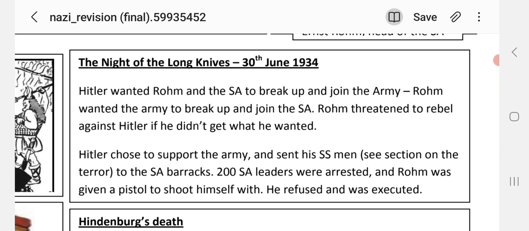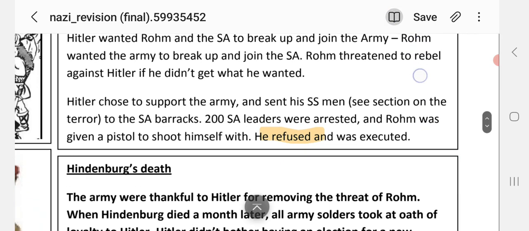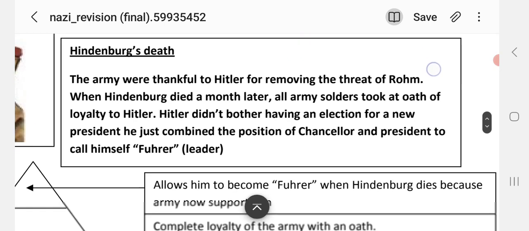200 SA leaders were arrested and Röhm was given a pistol to shoot himself with. He refused and was executed. That is very important, that he refused. He refused to shoot himself, so they shot him, and that's what eventually led to his death.